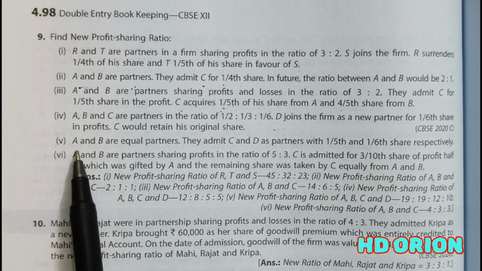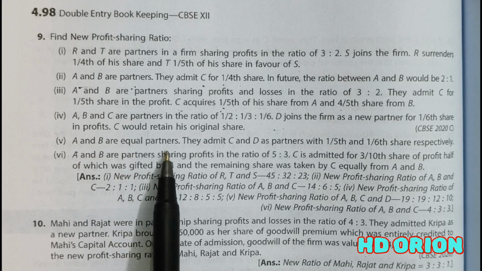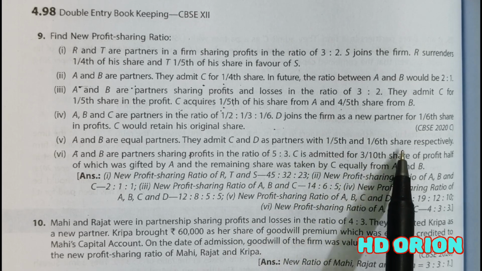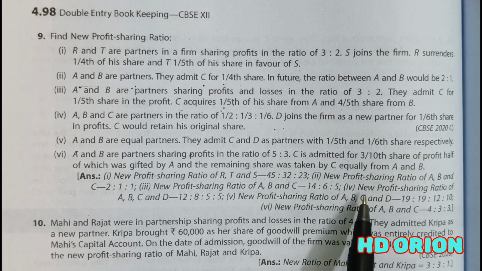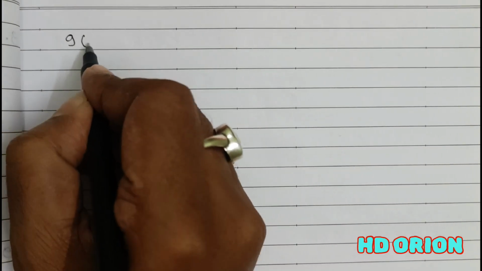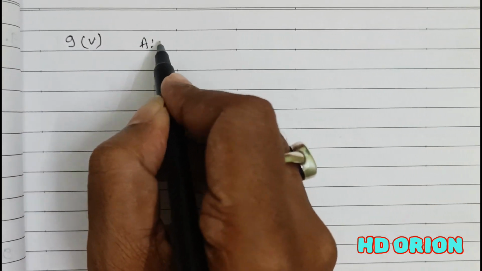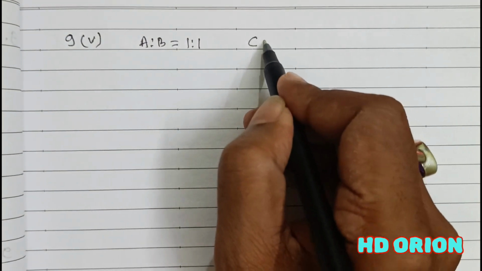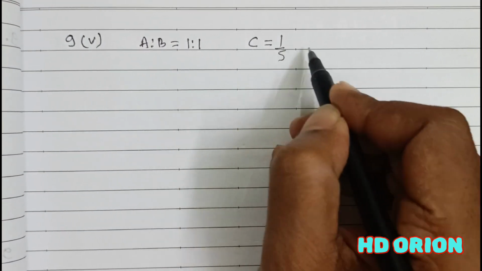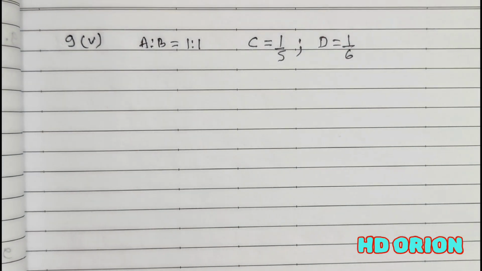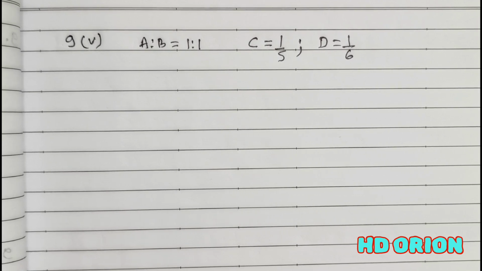Now let us see the fifth part. A and B are equal partners, that is 1:1. They admit C and D as partners with 1/5 and 1/6 share respectively. So let us calculate the new profit sharing ratio. Question number 9, fifth part. A and B are partners and their profit sharing ratio is 1:1. And C is joining as a new partner for 1/5 share in the total profit, and D is also joining for 1/6 share in the total profit. Now we have to calculate the new profit sharing ratio of A, B, C and D.